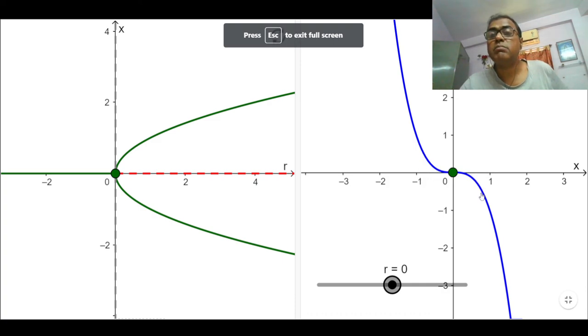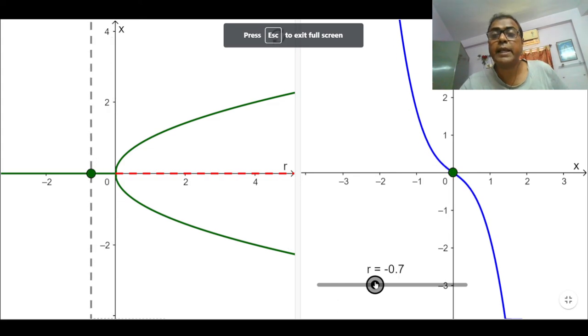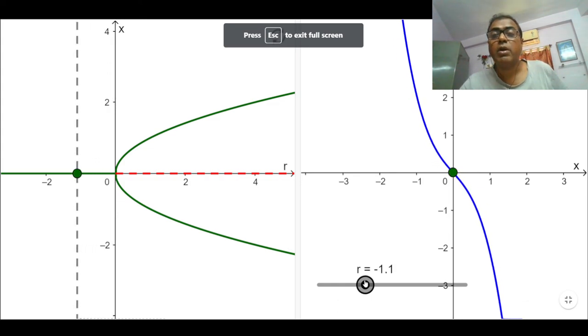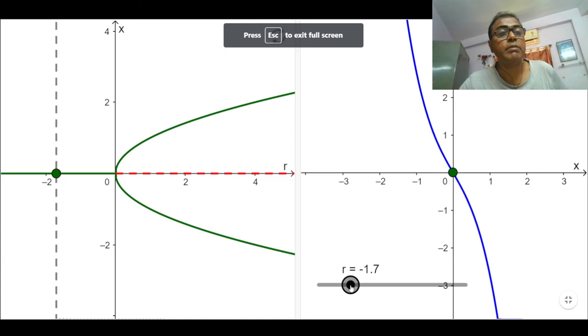This is the stable equilibrium point. And when r is negative, when r equals −1.1, we get only one equilibrium point. The origin is the only equilibrium point from the phase portrait, and for the bifurcation diagram, for negative r, we get only one equilibrium point.